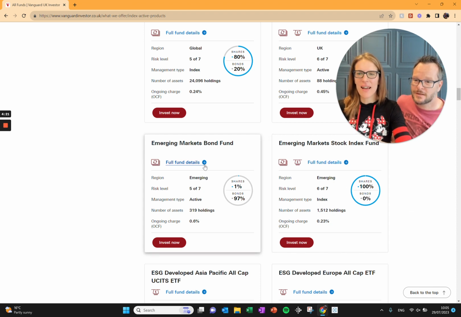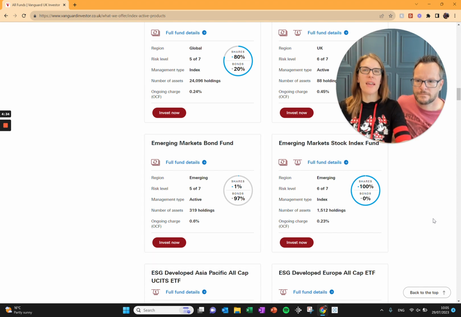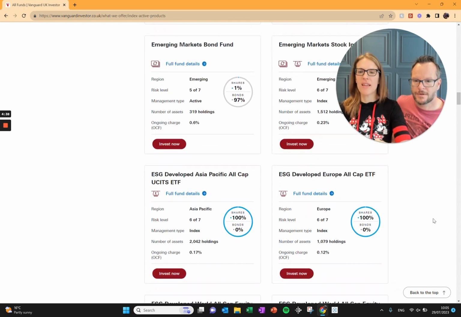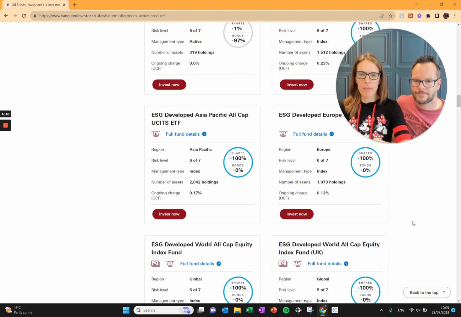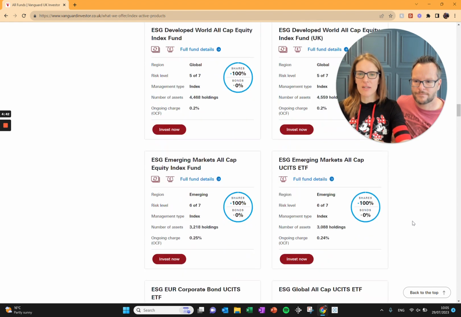And as I'm scanning down, what I'm interested in is the region. So it says emerging and the management type. So what I want is a global region and an index management type. So this is choosing just emerging markets, which is the countries that are more developing. So China, Brazil, India, those sort of up and coming economies. We've got ESG, which we'll talk about in just a sec. ESG, I'm going to ignore.